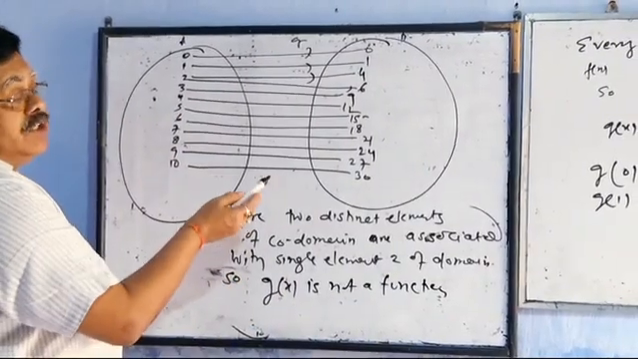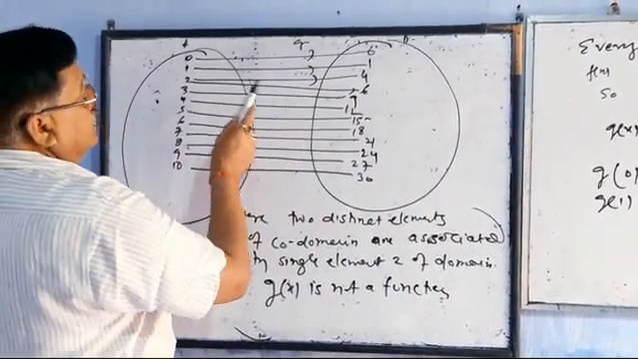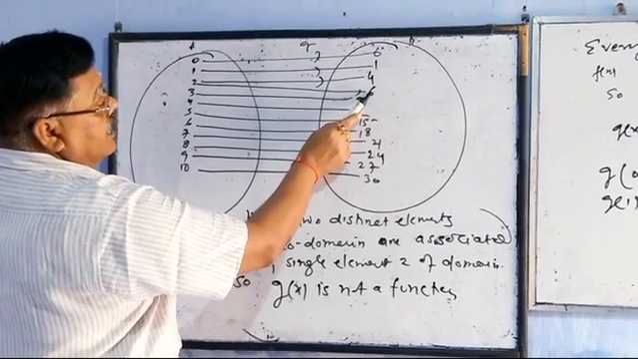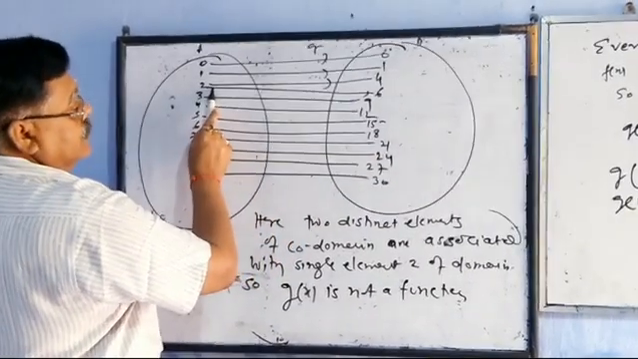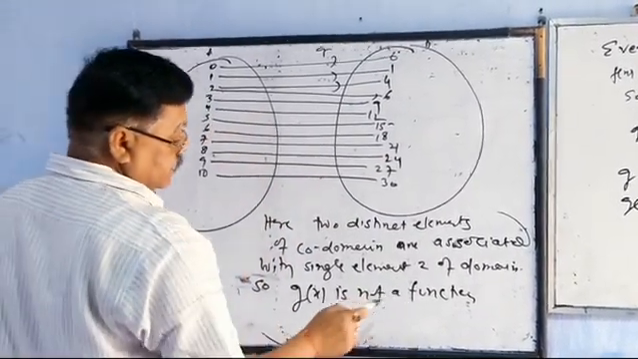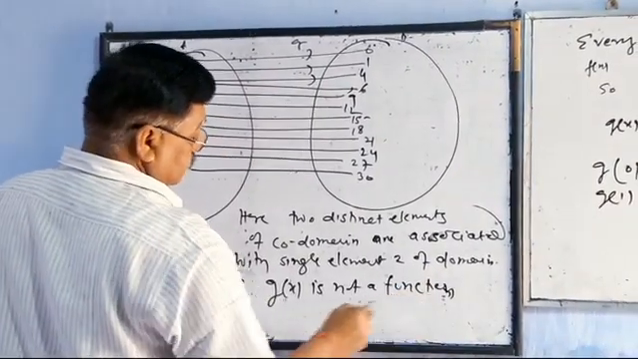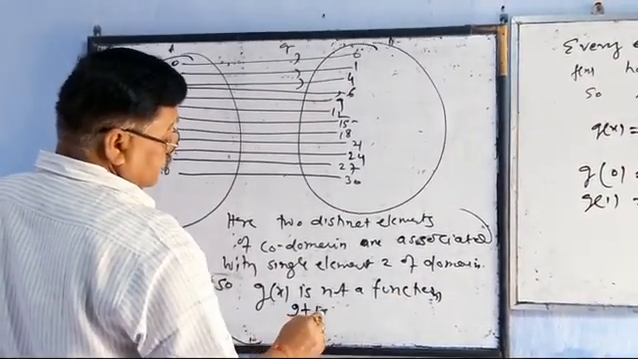As per the definition of a function, no two distinct elements of the codomain should be associated with a single element. So it is not a function, it is a relation.